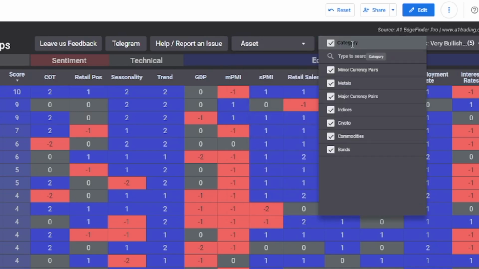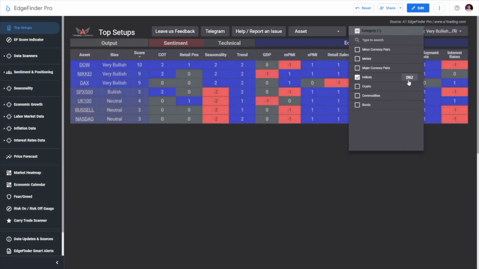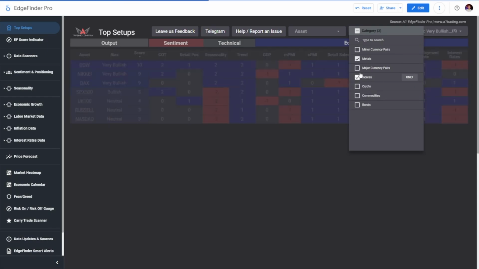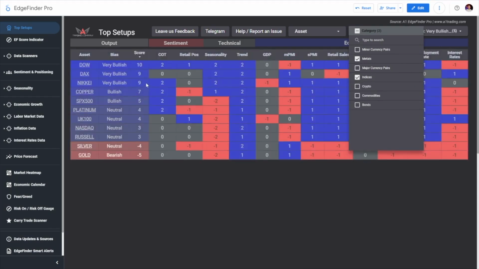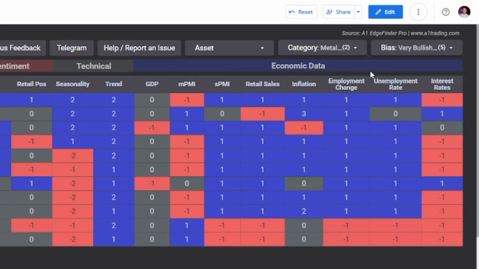I mentioned earlier that the category selection will allow you to select charts that you are most interested in. If you're somebody, for example, that only really cares about major currency pairs, you can select the only major currency pairs option. Maybe you're only interested in indices, or you have a combination of indices and metals. You can build your watch list with a few clicks. Finally, you can filter by things that are neutral, very bullish, very bearish, bullish, and bearish.